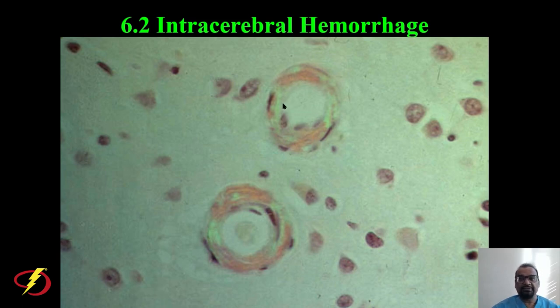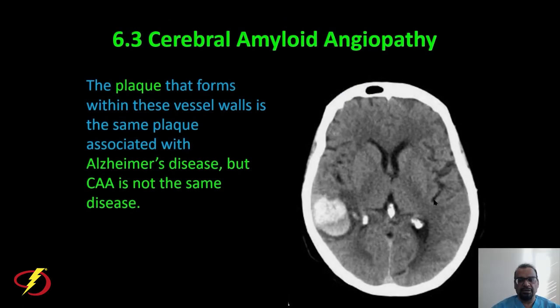This causes these vessels to become weakened, leak, and to a small extent can cause cerebral microbleeds, but to a larger extent cause lobar hemorrhages. And again, these are in a superficial location because the meningeal and cortical vessels they affect are superficially located in the brain. So again, the plaque that forms within these vessels' walls is the same plaque associated with Alzheimer's disease, but cerebral amyloid angiopathy is not the same disease.